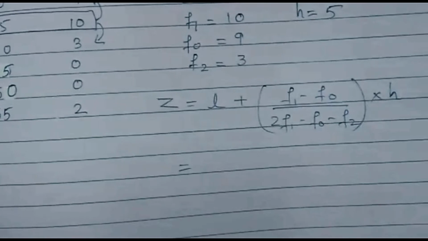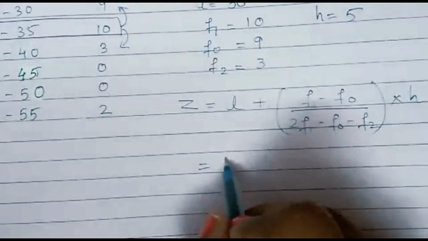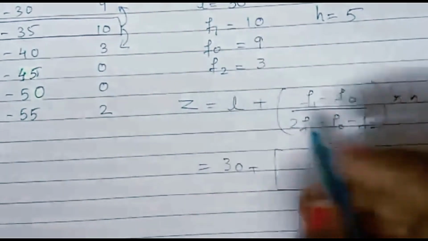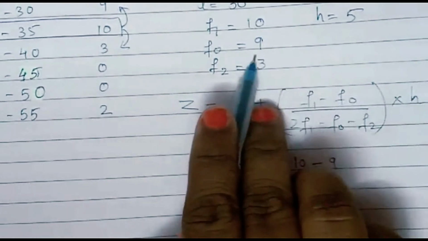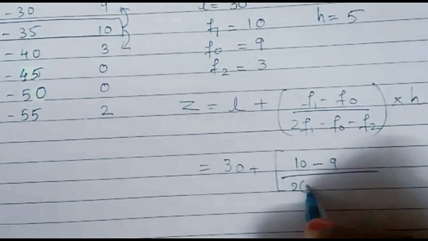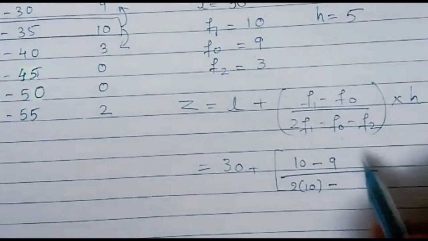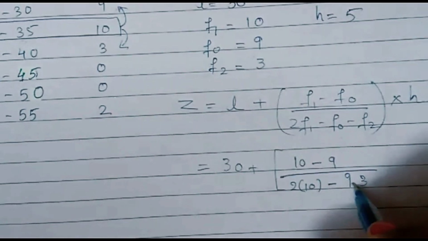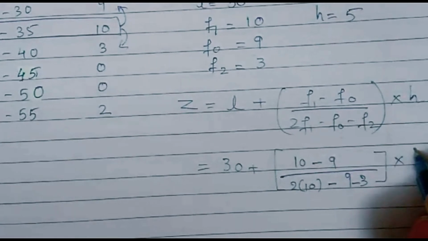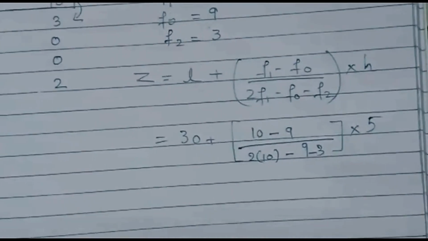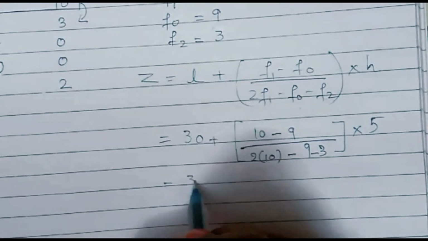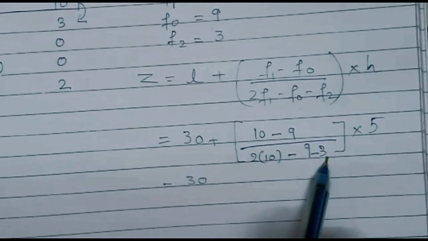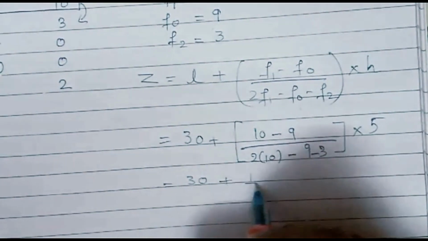So L was 30 plus, what was your F1? F1 was 10. 10 minus 9, F0 was 9. 2F1, 2 into 10, minus F0, that is minus 9, minus F2, that was 3, into the value of H, which was 5. Right? Can you all see this? So we will be getting 30 plus 10 minus 9 will be 1, 20 minus 9 minus 3 will be 8, and so it will be 1 upon 8 into 5.